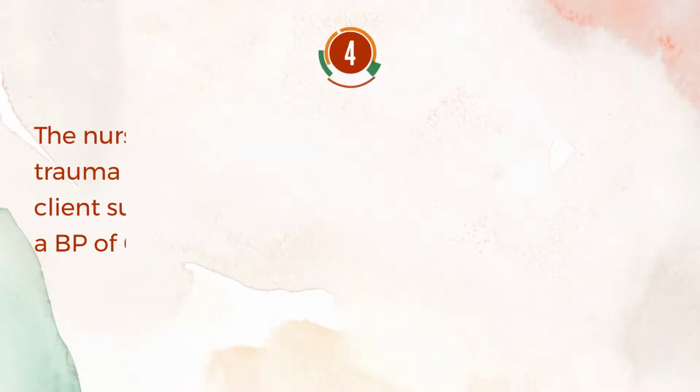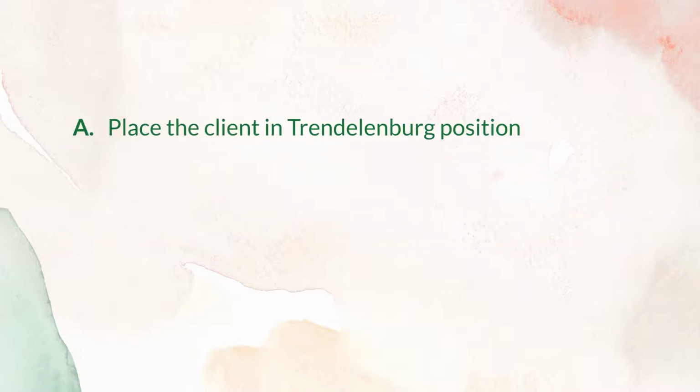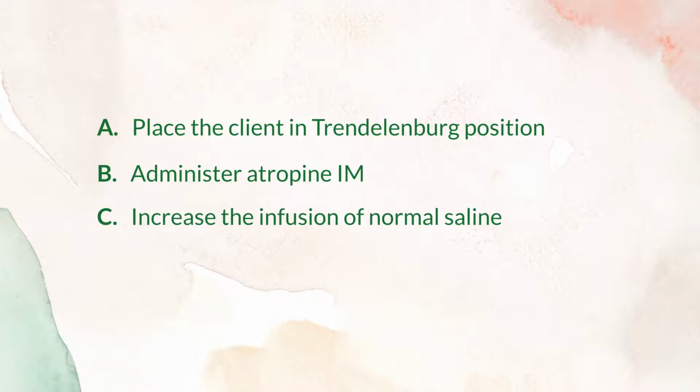Number 4. The nurse is caring for the client admitted after trauma to the neck in an automobile accident. The client suddenly becomes unresponsive and pale, with a blood pressure of 60 systolic. What should the nurse do first? A. Place the client in Trendelenburg position. B. Administer atropine IM. C. Increase the infusion of normal saline. D. Obtain a crash cart.